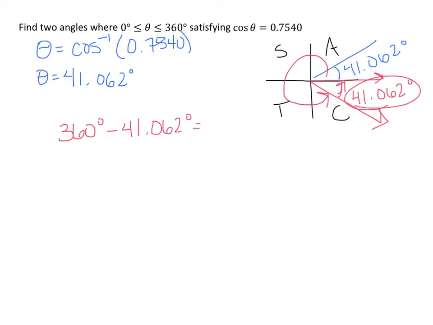That gives me 318.938 degrees. If I plugged into my calculator the cosine of 318.938 degrees, I should get the exact same answer that I would get if I plugged in cosine of 41.062 degrees.